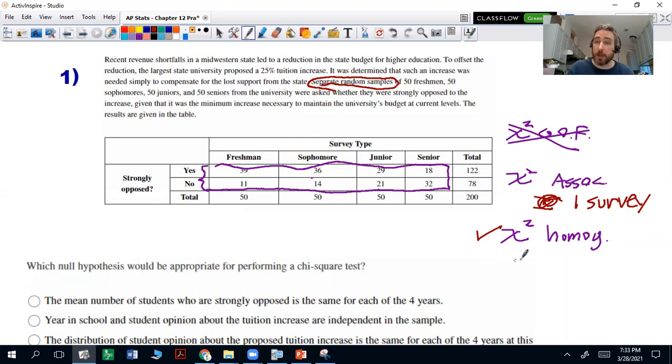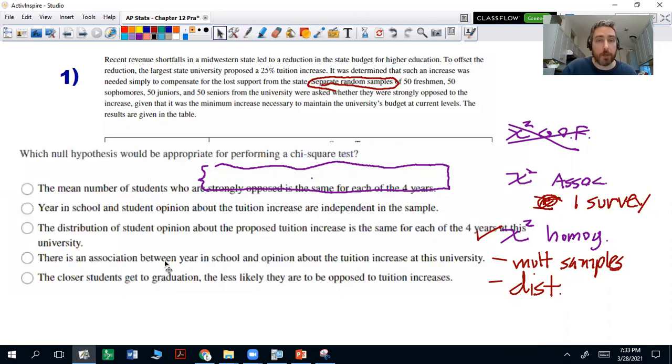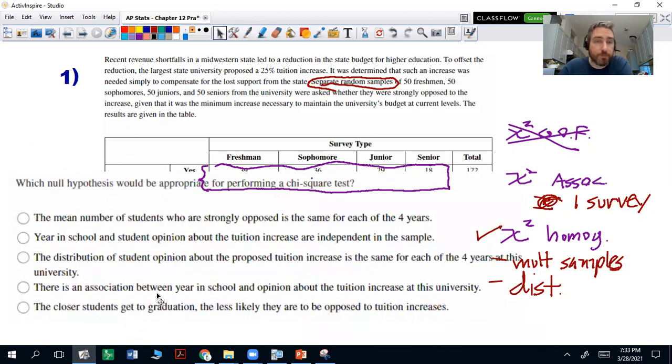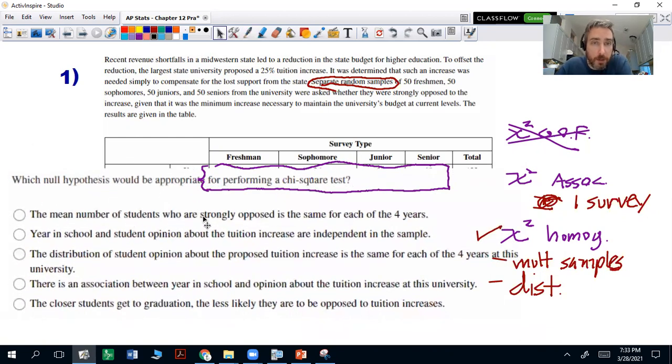We're looking for homogeneity, multiple samples, and we're looking for distributions, not a relationship. So let's look at the question. Which would be the appropriate hypotheses? The mean number of students who are strongly opposed is the same for each of the 4 years. Year in school and student opinion about the tuition increase are independent in the sample. The distribution of student opinion about the proposed tuition increase is the same for each of the 4 years at this university. There is your answer.